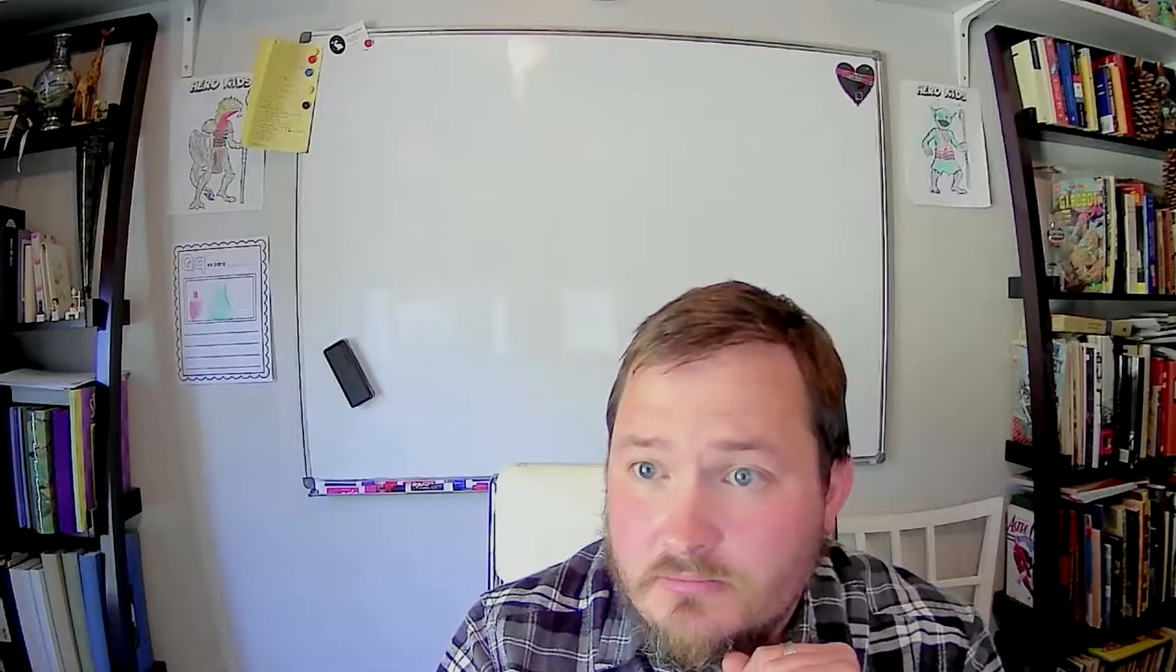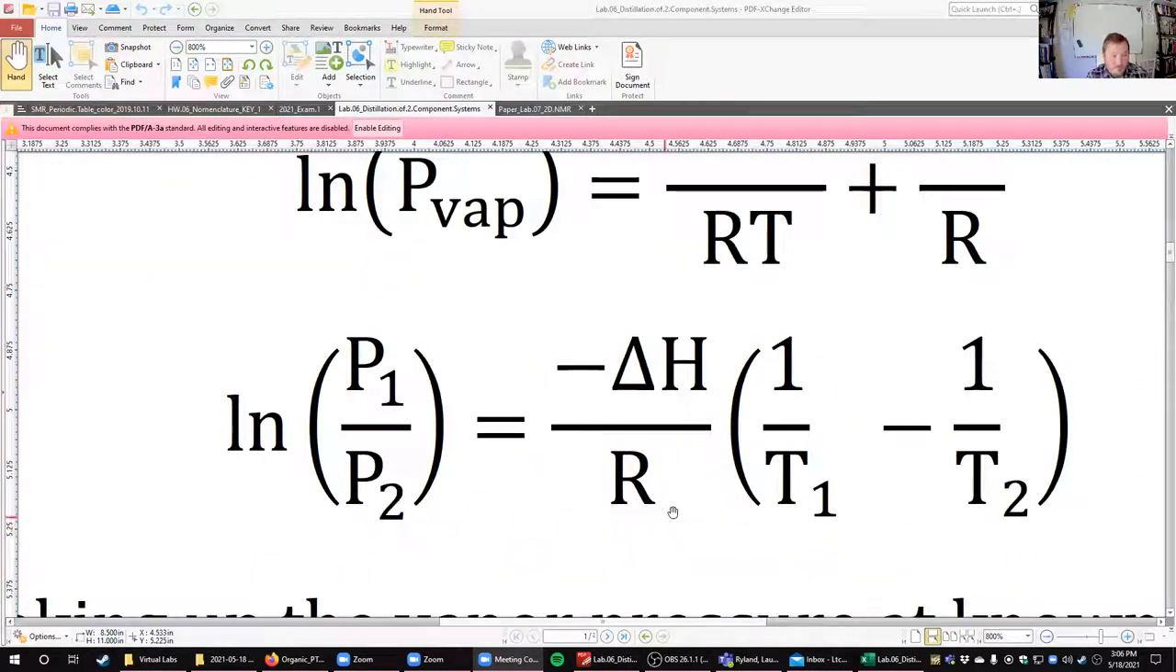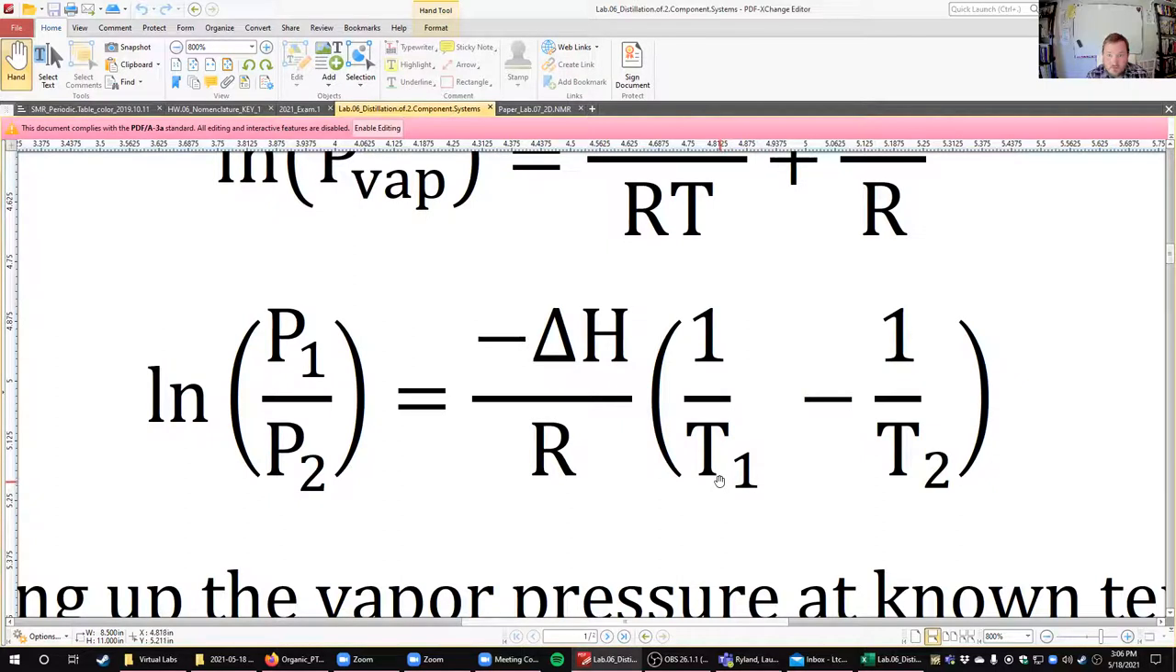So you're going to calculate Delta H from a pair of vapor pressures and temperatures. So if you know the boiling point, you're going to use this equation, equation 3. If your boiling point at 1 atmosphere, so P1 is the normal boiling point. So P1 is 1 atmosphere, and the normal boiling point for ethanol is 78 Celsius. So put that in Kelvin and you get 273 plus 78, you get 351.